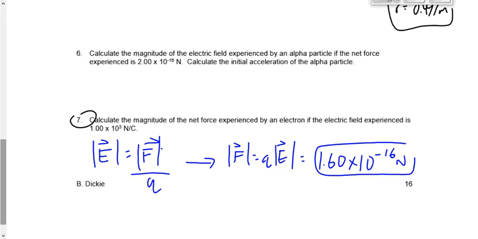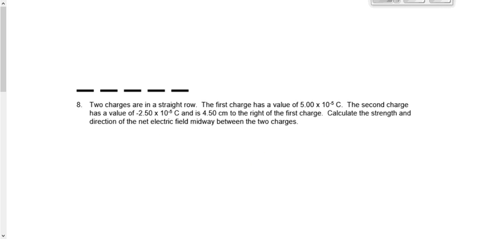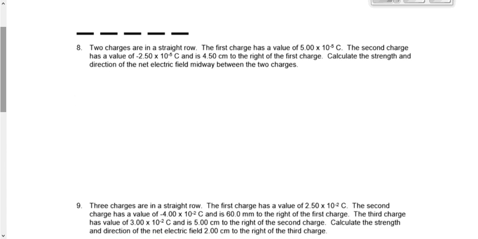Okay, next question that I want to go over is number 8. Two charges in a straight row. The first charge is positive. The second one is negative, and it's 4.5 centimeters to the right of the first one. What's the direction and the magnitude of the field strength midway between those two charges?